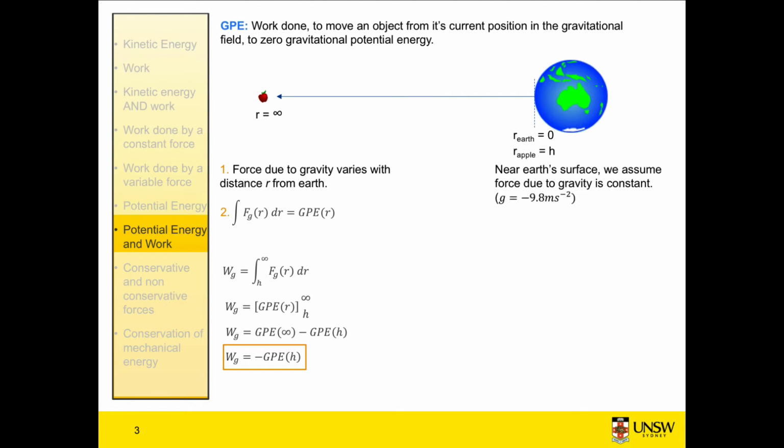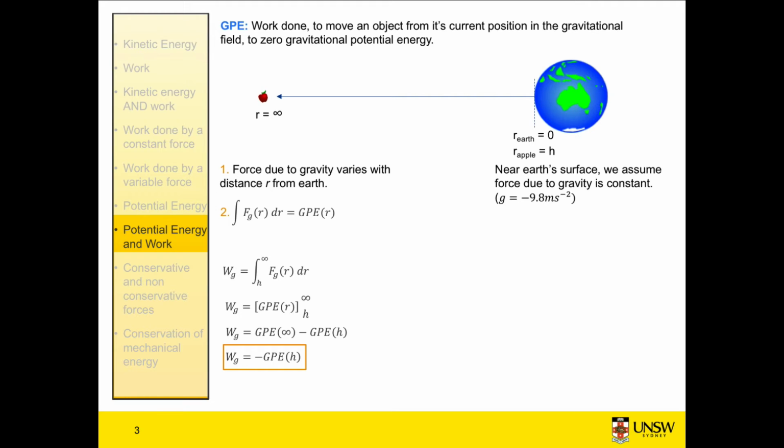In our specific situation, we're looking at an apple that is near to Earth's surface. And near to Earth's surface, we assume that the gravitational force is constant. And we've done that for this whole course. So that is, we assume the acceleration due to gravity is equal to negative 9.8 meters per second squared. So 9.8 meters per second squared towards the Earth's surface.